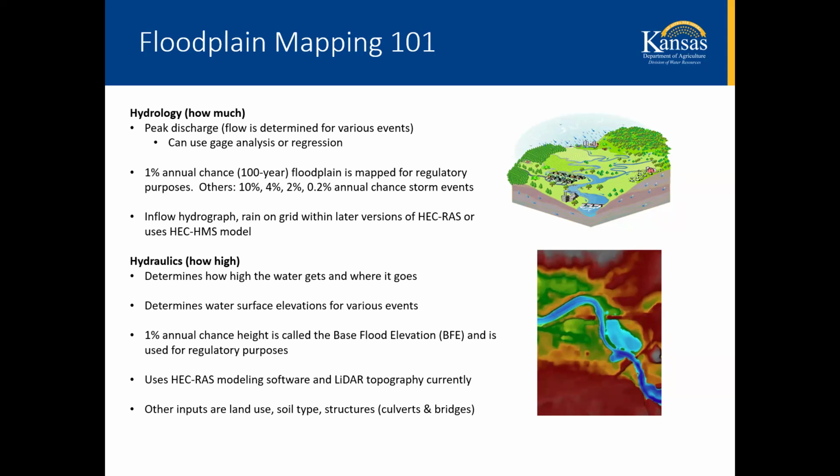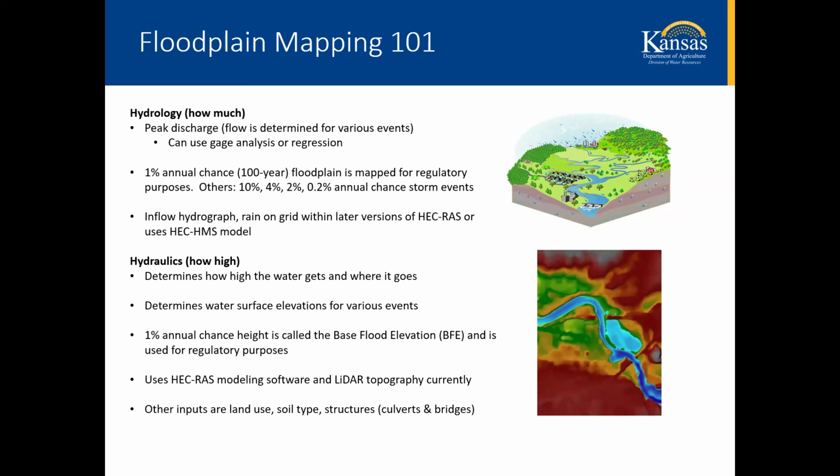So the inflow hydrograph ran on grid within later versions of HEC-RAS or uses the HEC-HMS model. So basically that's how things are modeled at this point. So we have the rain on grid 2D mapping going on versus where we had 1D mapping previously. Going forward, we have better modeling techniques and technologies. So it has changed over the years to be a little bit more accurate as much as we can be. So maps just get better as we go forwards.